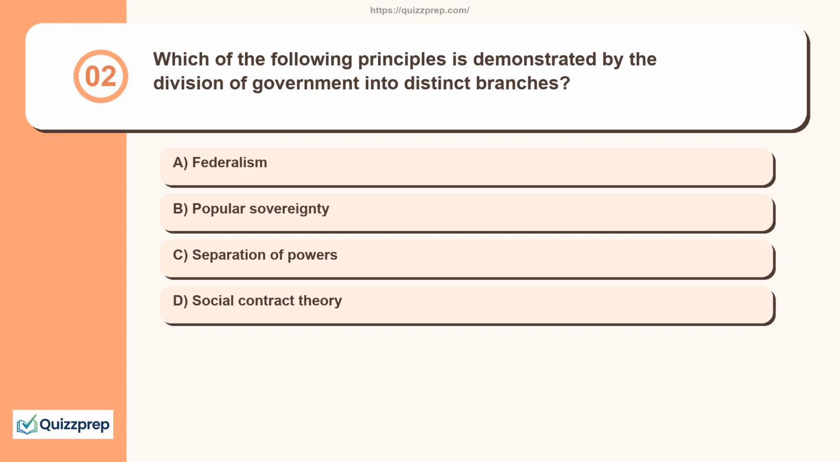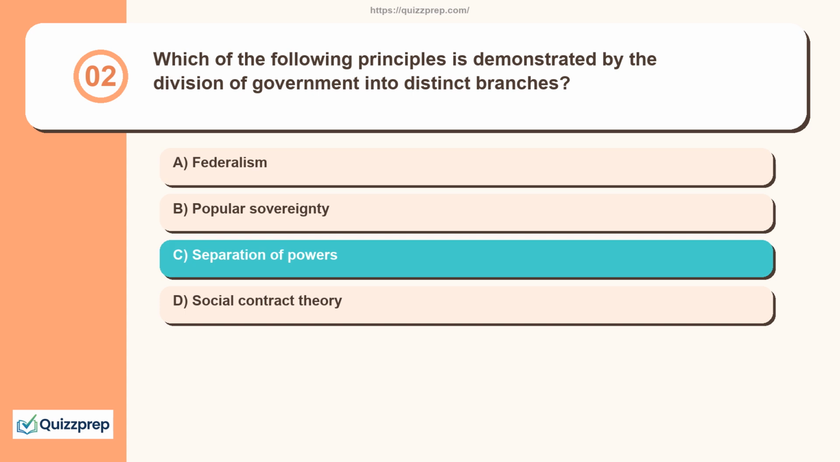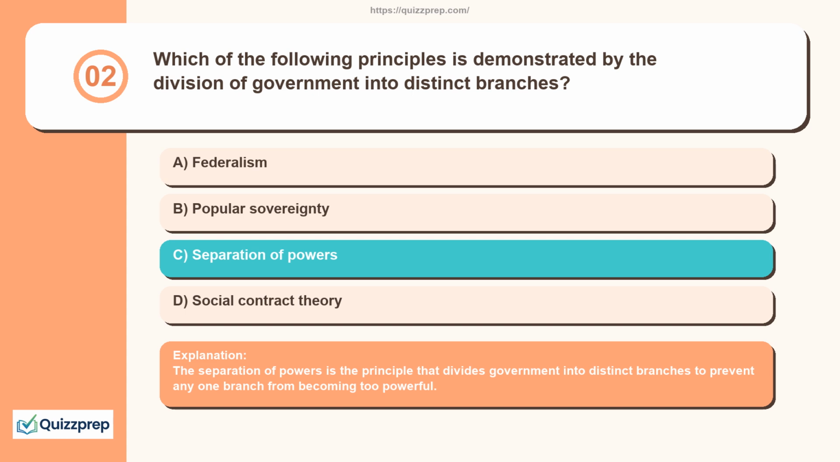Question 2. Which of the following principles is demonstrated by the division of government into distinct branches? Federalism, popular sovereignty, separation of powers, social contract theory. The separation of powers is the principle that divides government into distinct branches to prevent any one branch from becoming too powerful.